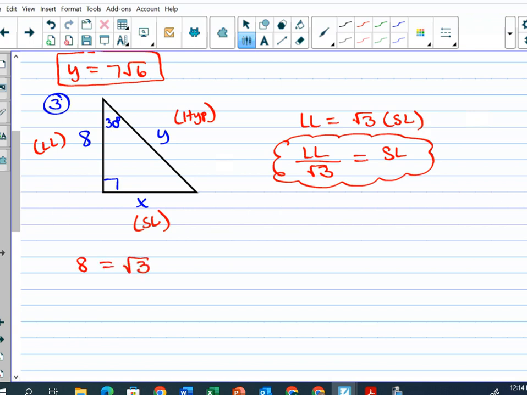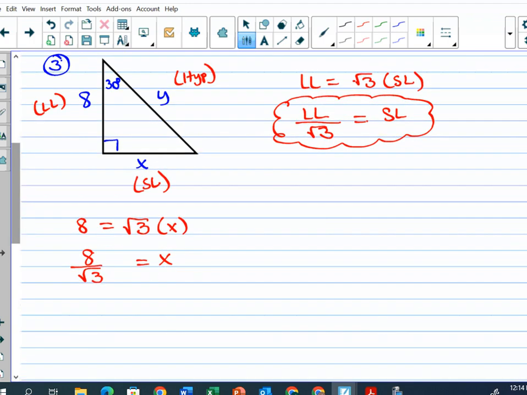So guys, you're really thinking about 8, your long leg, equals √3 times x, which is your short leg. You're dividing by √3. Did you guys rationalize? Do you remember how to rationalize? You're dividing by √3, so you need to take numerator and denominator times √3. So your answer for x should be 8√3 over 3.